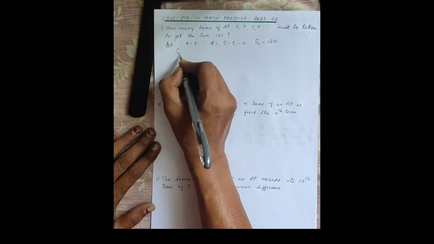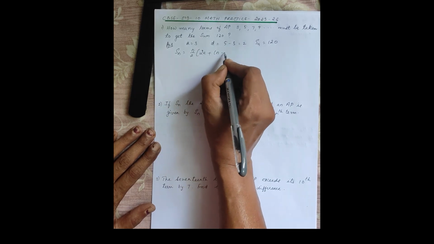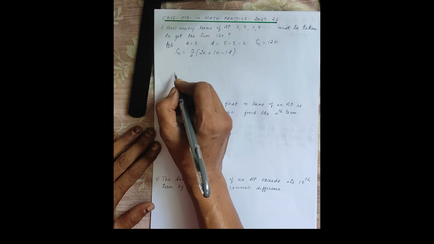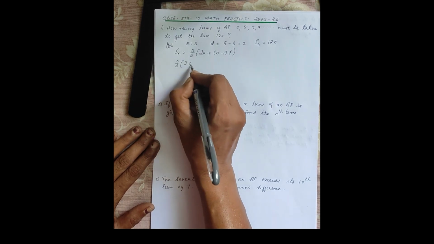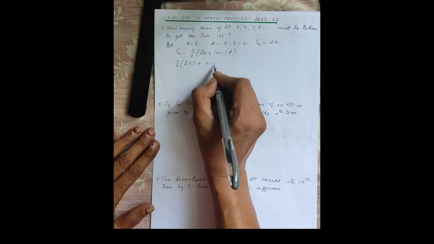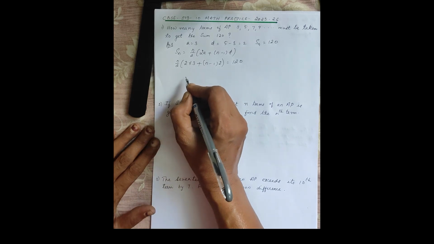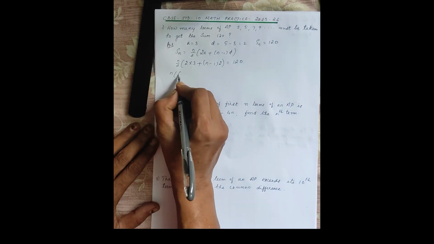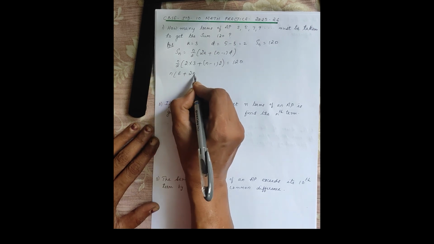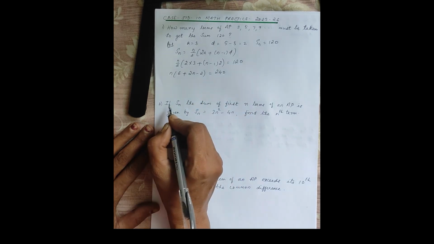And the formula we can use is n by 2 bracket 2a plus n minus 1 into d. Here you have to get the value of n. So n by 2 bracket 2 multiply 3 plus n minus 1 into d, which is 2, equal to 120. We can cross multiply with 2 to the other side: n bracket 6 plus 2n minus 2 equal to 240.